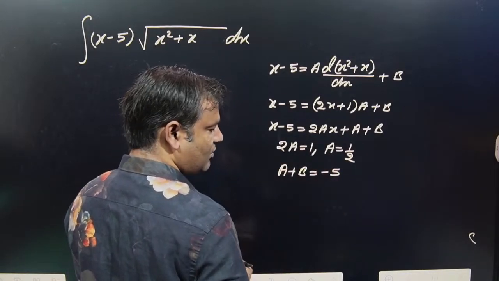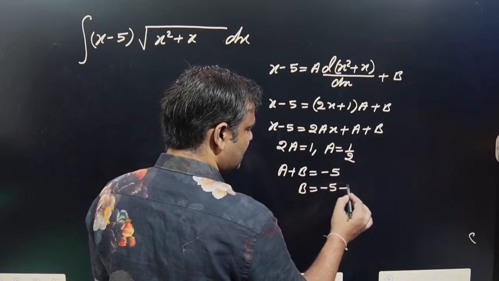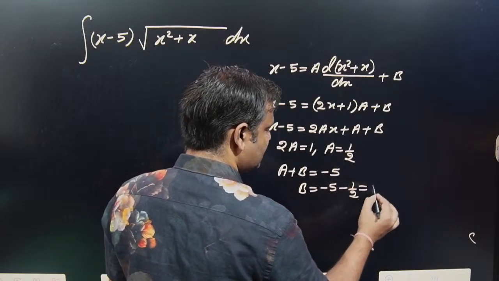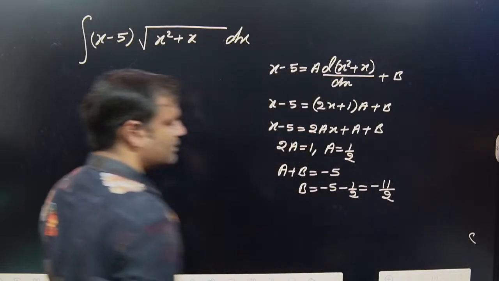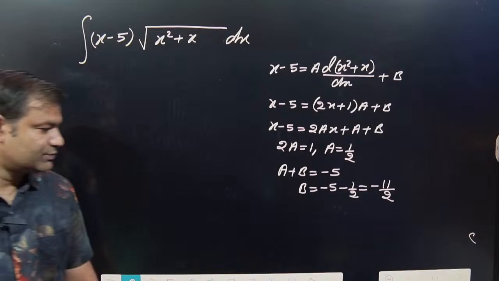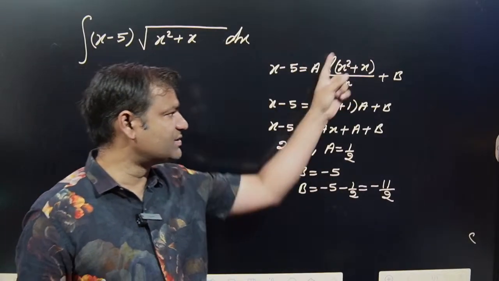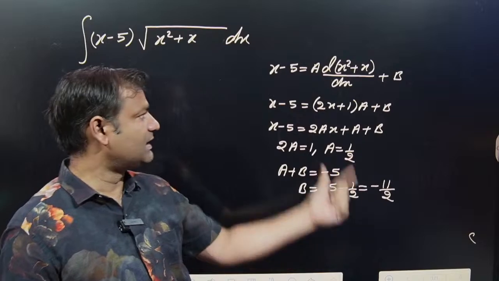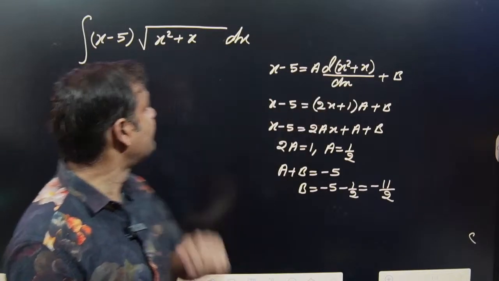So if a is 1 by 2, then b is how much? Minus 5 and minus half, that is minus 11 by 2. Okay, so a is 1 by 2 and b is minus 11 by 2. So basically x minus 5 is replaced by a into the differentiation of this one plus b. So that value is put here.